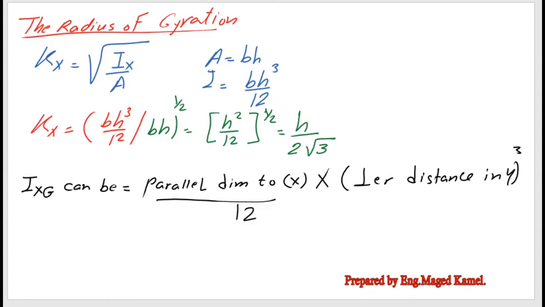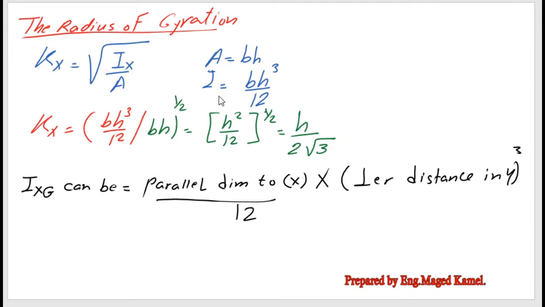Hello and welcome back. Since we have estimated the moment of inertia about the x in the last lecture, we will be able to estimate the radius of gyration by saying that k of x equal to the square root of Ix divided by A. Our A equal to bh for the rectangle, where b is the breadth, h is the height.